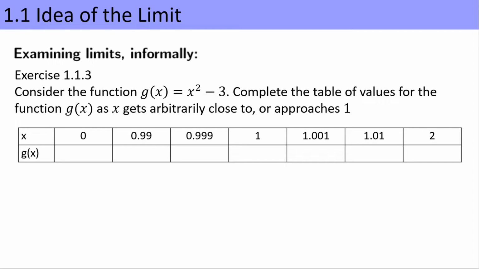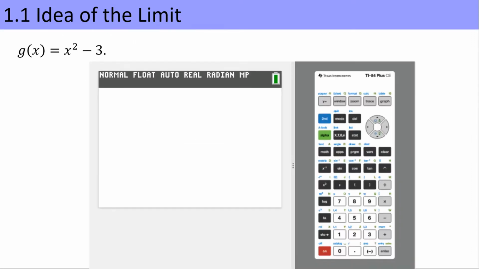Complete the table of values for the function g of x as x gets arbitrarily close to, or approaches, 1. We will accomplish this by using the TI-84. Displayed is a TI-84 CE screen. What we'll do is use the table feature to begin.